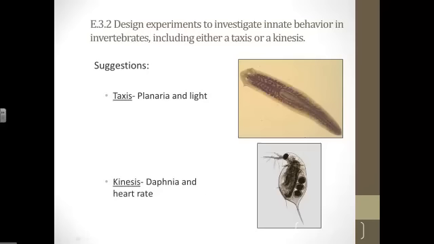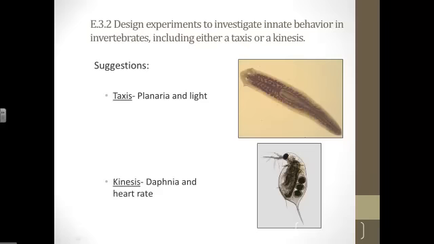I find this slide fascinating from an IB standpoint because they have these very strict guidelines with regard to experimentation that for your IAs you're not allowed to use animals anymore when conducting an IA, although here in topic E, E3.2, the actual prompt is design experiments to investigate innate behavior in invertebrates. So they're kind of going against what they're preaching.